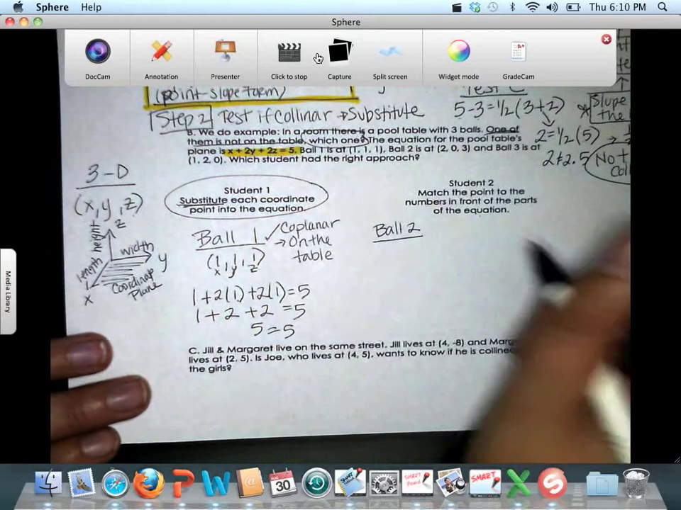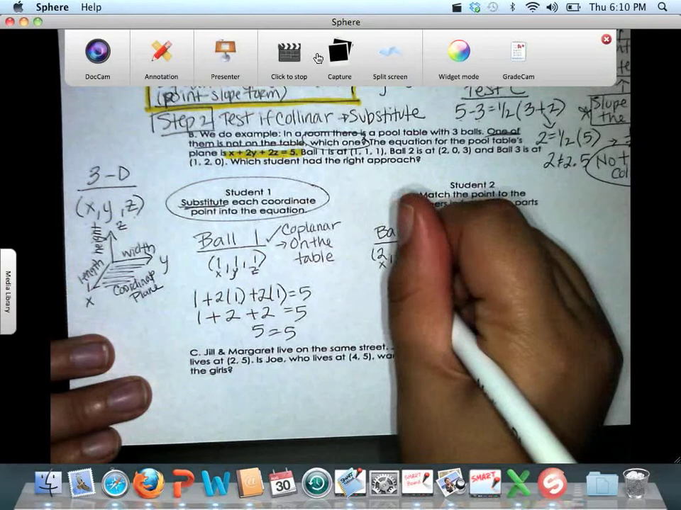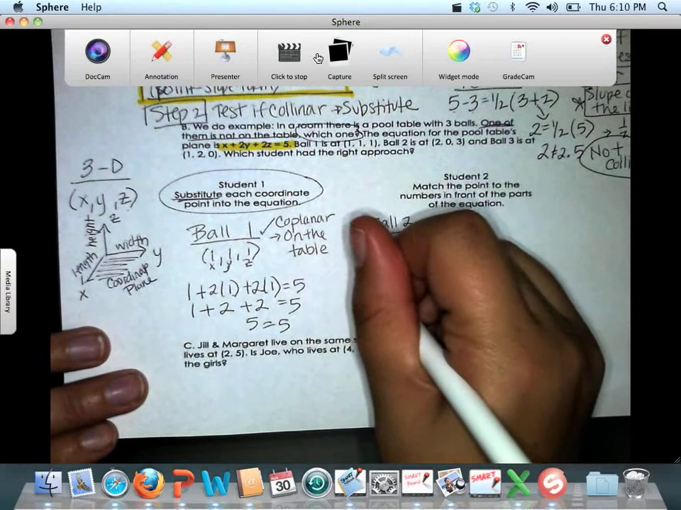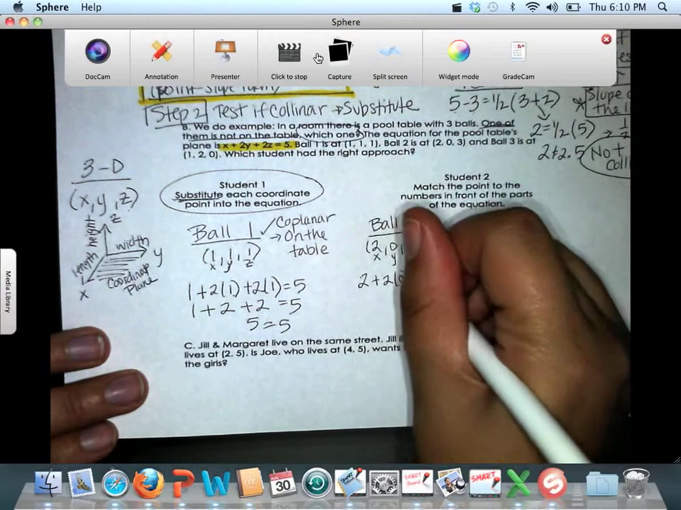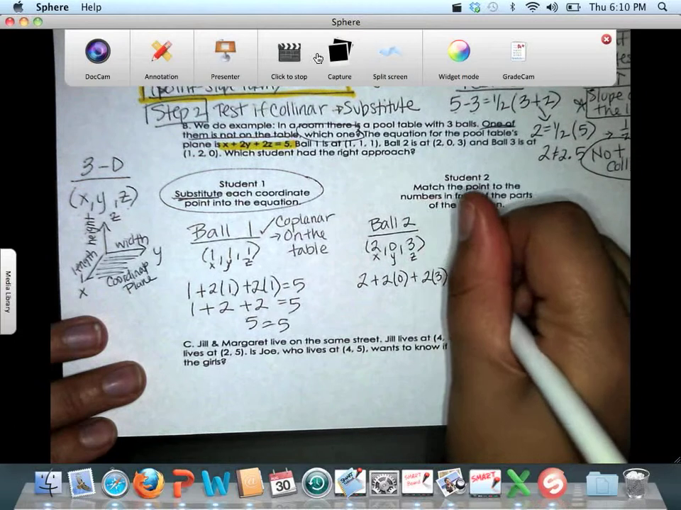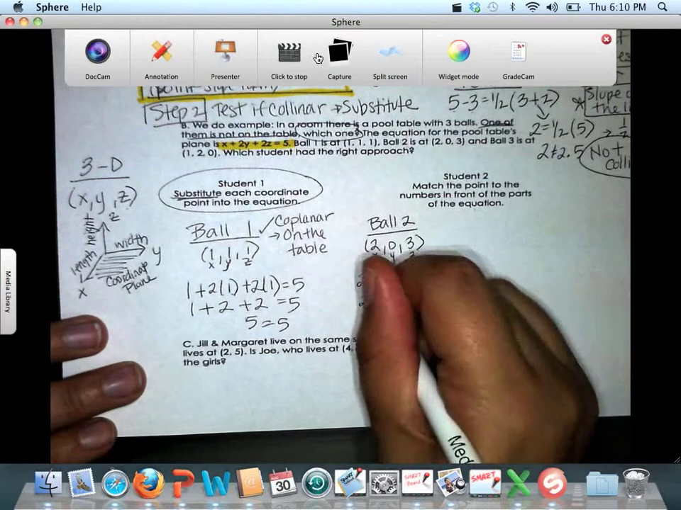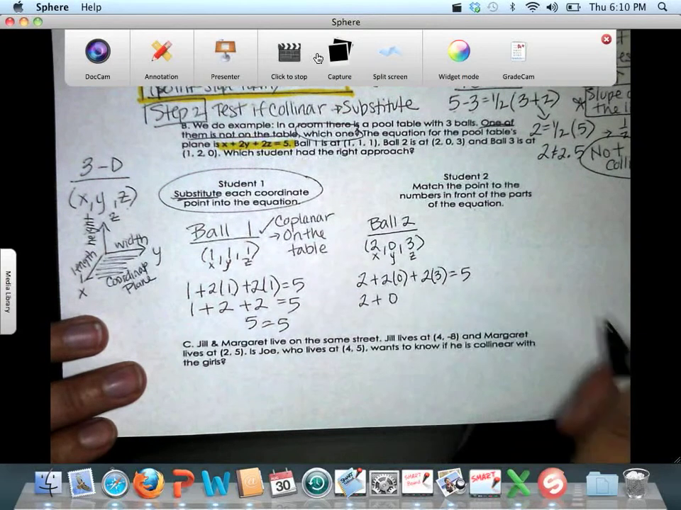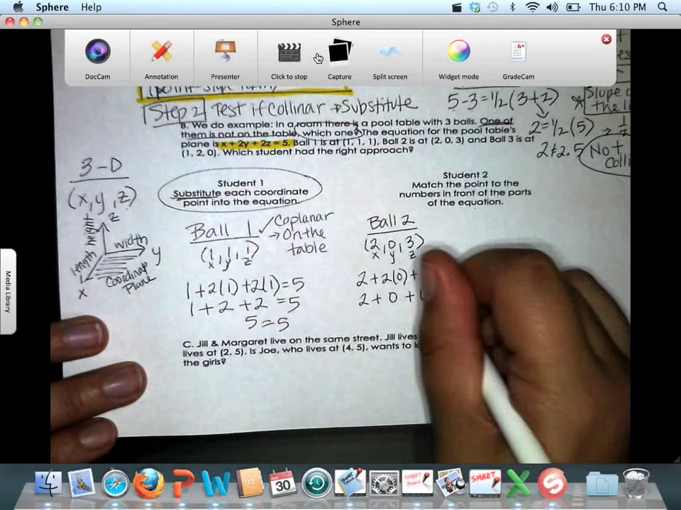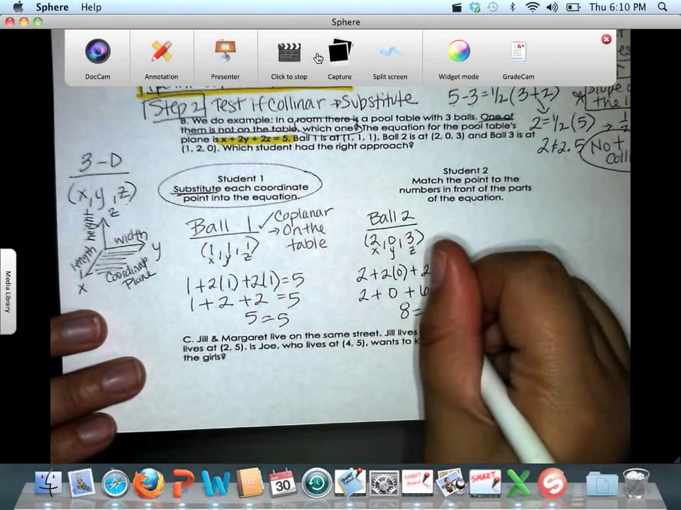Okay, so let's plug it in. Ball 2 is 2, 0, 3. This is X, this is Y, and this is Z. So if we plug it in, we get 2 plus 2 times 0 plus 2 times 3 equals 5. Simplify. 2 plus 0, right, because 2 times 0 is 0, plus 6 equals 5. So that is 8 equals 5.